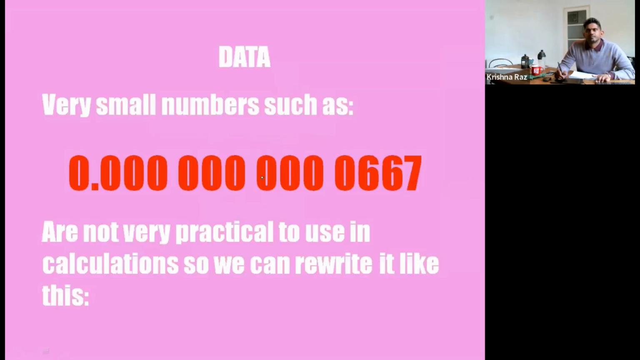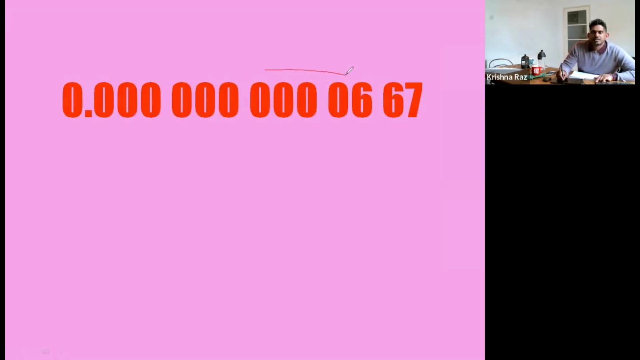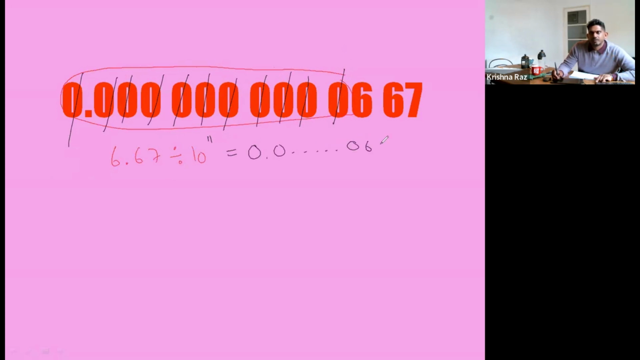Now, if we look at very small numbers, we can also write these in standard form. But there's one slight difference, which is that instead of timesing by 10, we would divide. So if I look there, if I had the number 6.67, if I divide by 10, 1, 2, 3, 4, 5, 6, 7, 8, 9, 10, 11 times, I would end up with the number that we have on the screen.